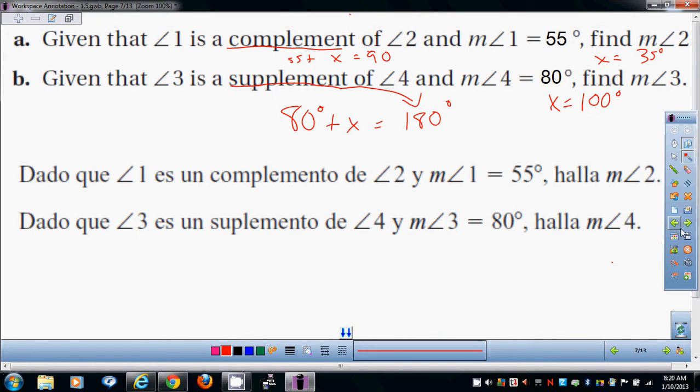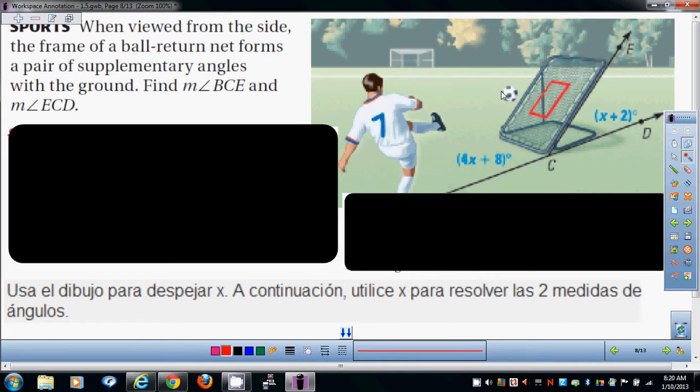All right, over halfway done. Same thing, except this one has a picture. When viewed from the side, the frame of a ball return net forms a pair of supplementary angles. Freeze frame. Supplementary. What does that mean? Malik, what does that mean?